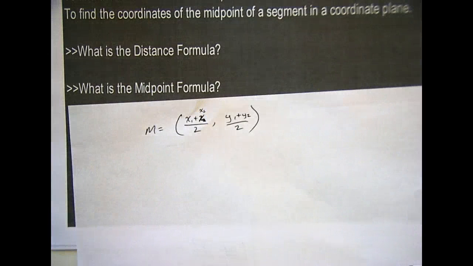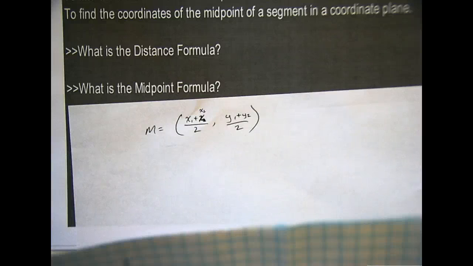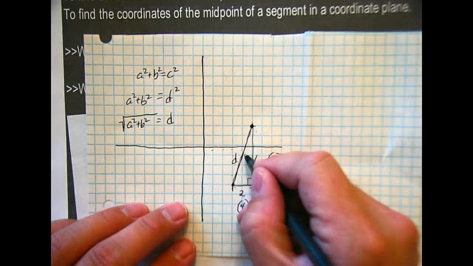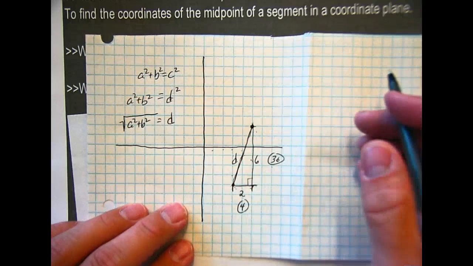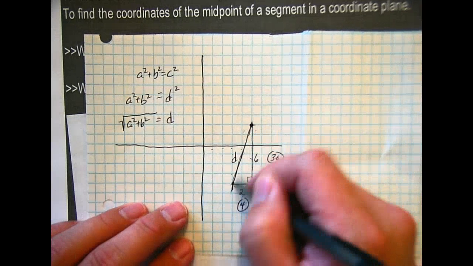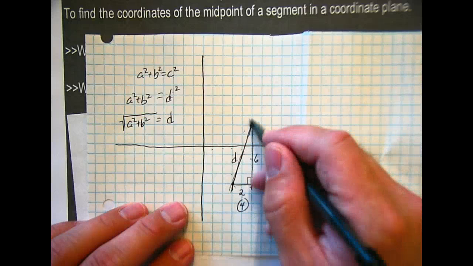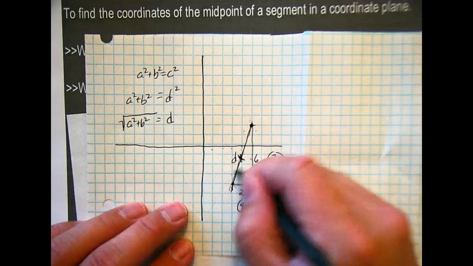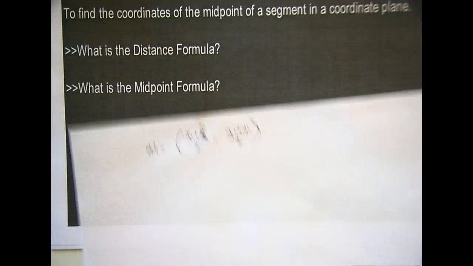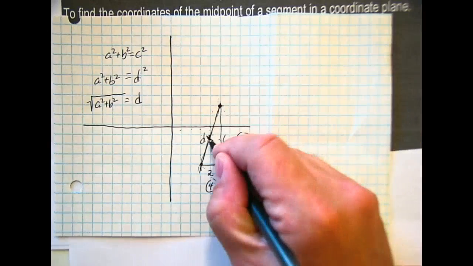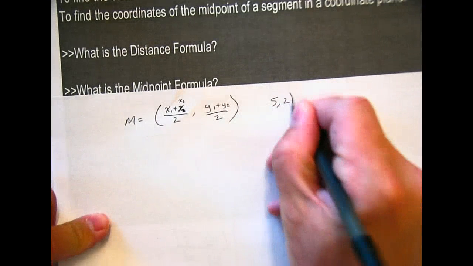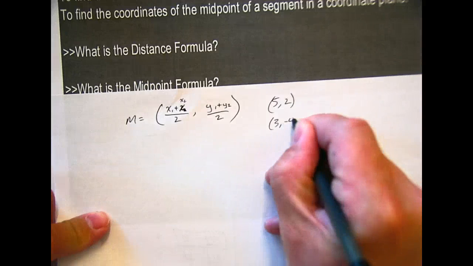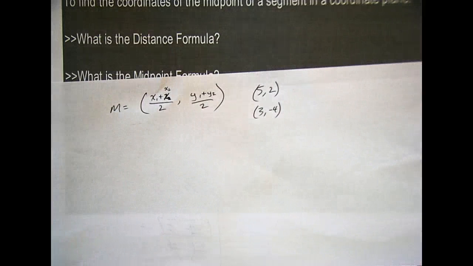Okay. Remember, this is a coordinate. When you're finding the midpoint of something, you're finding the middle point, halfway between. So if I was to find the midpoint of this line, I'm finding somewhere in the middle here. It's a coordinate. Using those same points we used earlier, (5, 2) and (3, -4), I want everyone right now to use these coordinates to find the midpoint. Okay? Go for it.